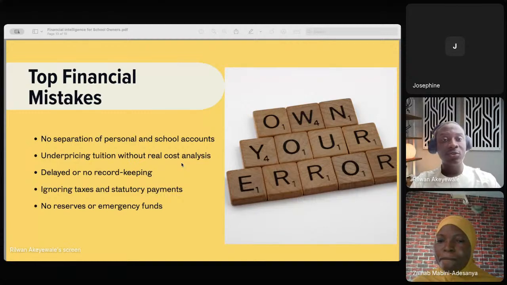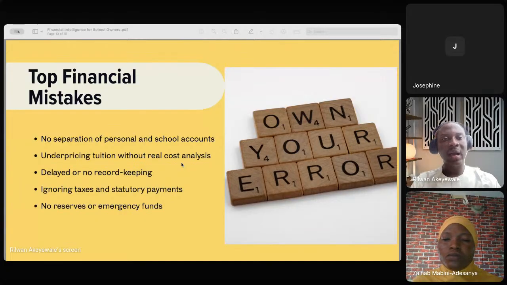Some schools also do not have any record keeping, or they have poor record keeping. So you need to fix that too. You also need to pay taxes and statutory payments so that when maybe the taxman or some regulatory bodies come, they don't close down the school. So don't make that financial mistake.